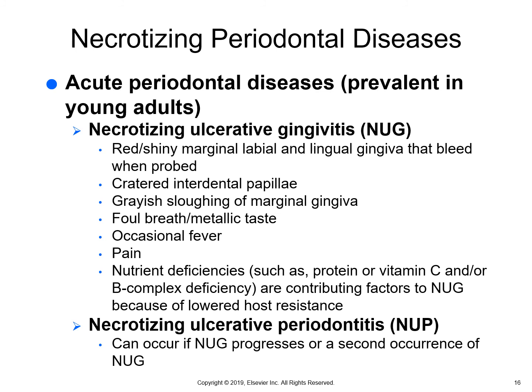And for perio disease, it exhibits many of the same symptoms. We are going to see that red, shiny marginal, labial, and lingual gingiva that's going to bleed when it's probed. You're going to see those cratered interdental papillae. On top of those, there's like a grayish sloughing of the tissue many times. They have very foul breath. They may report a metallic taste, sometimes even a fever, pain, and then we're going to see those nutrient deficiencies. Usually a patient develops NUG due to stresses in their body, in their life, poor diet. All of those things can be a factor.